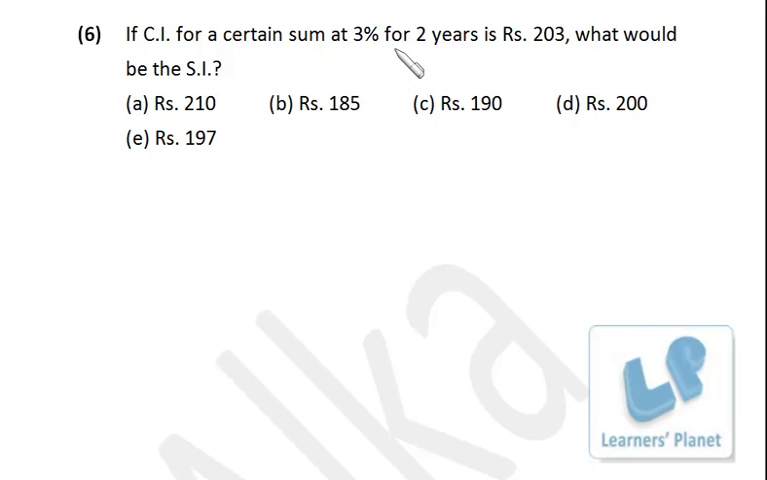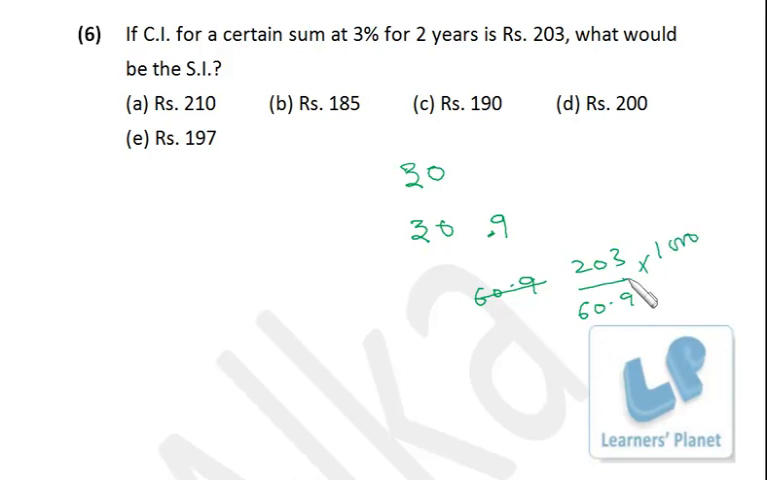If CI for a certain sum at 3% for 2 years is rupees 203, what would be the SI? I assume the amount to be 100 rupees. So 100 rupees at 3%, simple interest is 3 rupees for the first year, 3 rupees for the second year. Or I can assume the initial sum to be 1000 rupees. So 3% is 30 rupees and this is 30 rupees. Then 3% on this 30 is 0.9 rupees. So the total compound interest is 60.9. So 60.9 is 203. Then what is 1000 rupees?